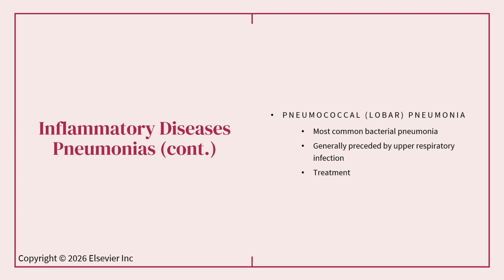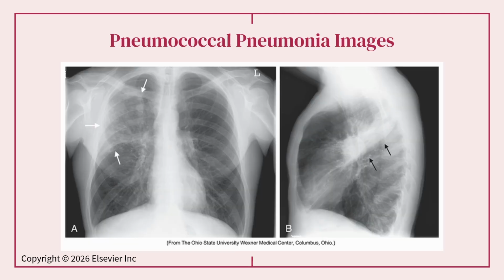Pleural fluid may be seen in the lateral decubitus projection of the chest rather than an erect lateral chest x-ray because smaller amounts can be detected better. Treatment includes antibiotics and bed rest. These images are demonstrating pneumococcal pneumonia infiltrates in the upper lobe of the right lung indicated by the arrows.